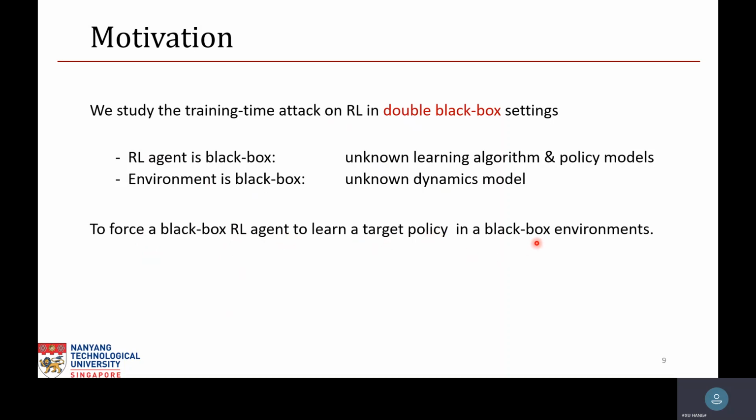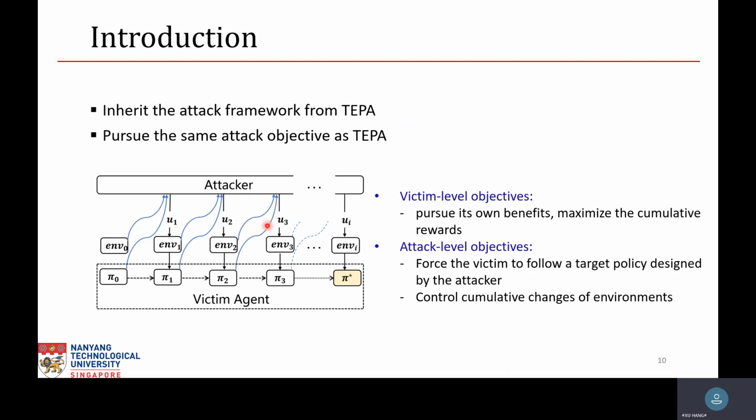in the unknown environment. And in this work, we inherit the attack framework and pursue the same attack objective as TIPA. Here we formulate the attack problem as a bi-level Markov decision process. Both attacker and victim are formulated as RL agents. The victim agent is a normal RL agent that only wants to maximize the cumulative rewards and get the optimal policy which can pursue its own benefits.